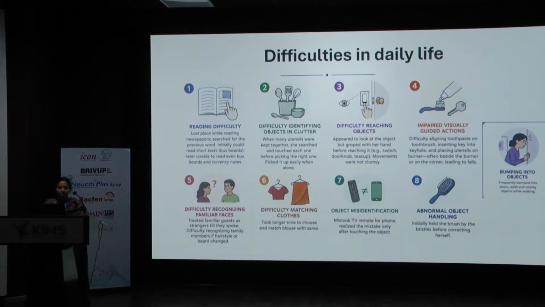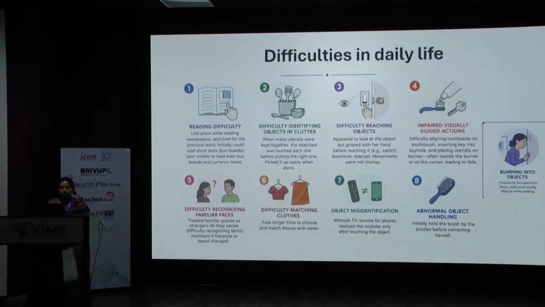She had difficulty reaching for objects. If she had to switch on a light, according to the attendants, it appeared as if she was looking right at the object which she wanted to reach, but she used to grope a lot with her hand before reaching it. And a similar thing happened while she had to turn a doorknob. And they say that when she wants to drink tea from a teacup, she was able to take the teacup easily to her mouth, but while placing it back on the table or in the saucer, she was facing difficulty. But the movements were not clumsy.